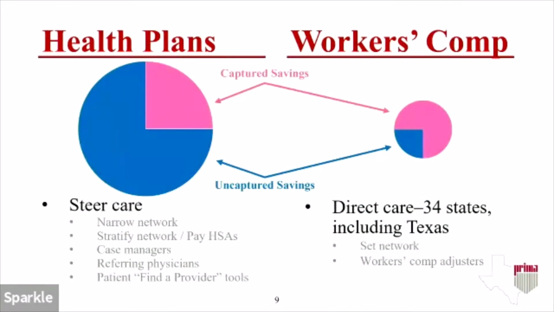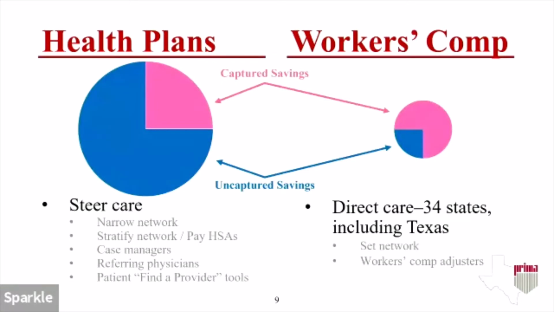So as I said, these analytics work on health plans, workers' comp programs, wellness programs. The fundamental difference between health plans and workers' comp is that the pie of potential savings is much bigger in health plans because we're dealing with much bigger dollars. But the relative slice of that potential savings that you'll be able to capture is going to be bigger in workers' comp. Why? Because in workers' comp, you can direct care.